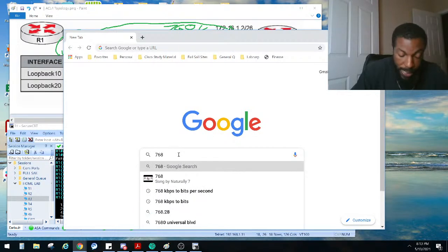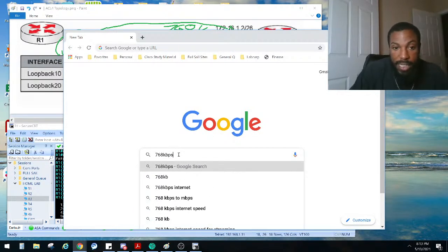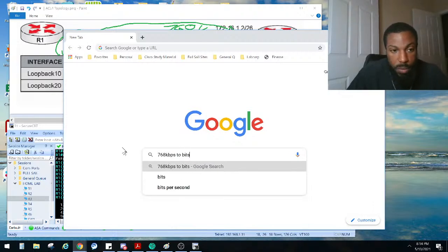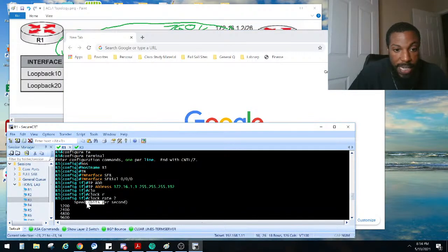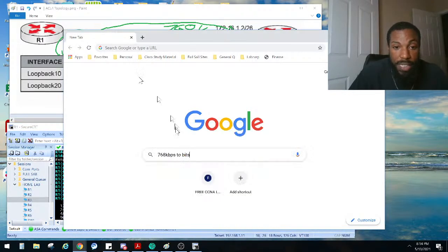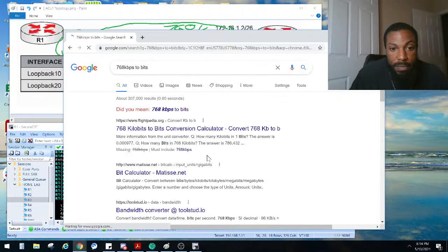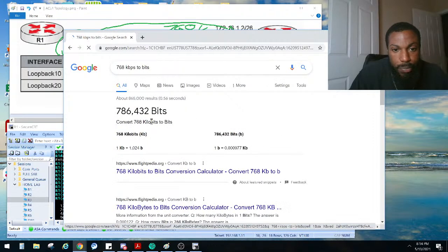768 kilobits per second is how many bits, right? Because we need to put it in bits per second. That's all this router accepts as entry, right? So how many bits is that? Did I do that right? Yeah. Oh, did I type it right? Oh, I didn't put a space there. Duh. That is 768,000. That's how many bits it is. Right there. See what I'm saying?